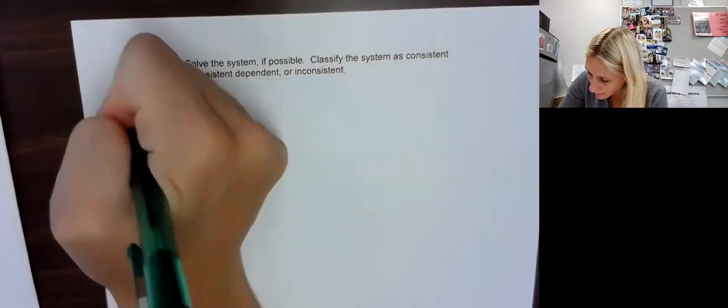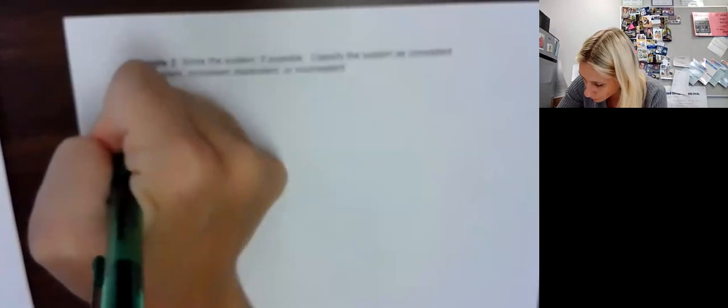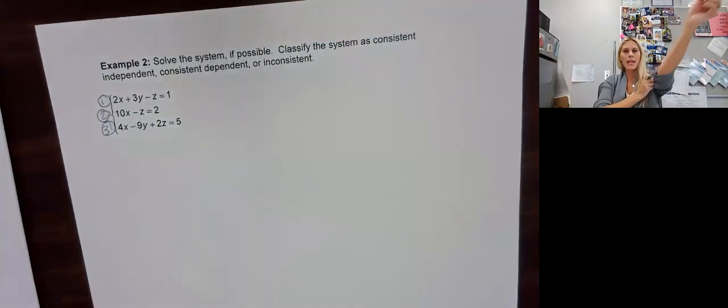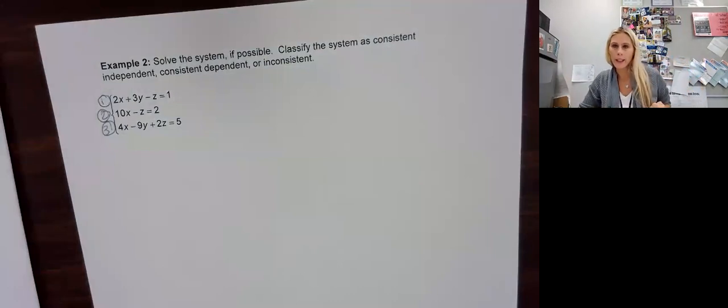All right, I'm going to label these again, just so as I say equation 1, 2, and 3, you know where I'm getting them from. Remember, the idea is we're going to take two of the equations and try to eliminate a variable. I might not look at 2 right away. I kind of like 1 and 3 for the fact that I can multiply the top one and then add straight down to get rid of the y.